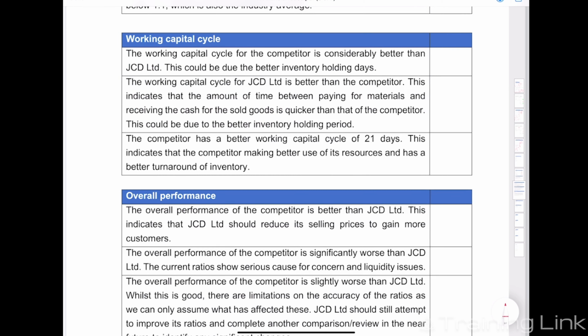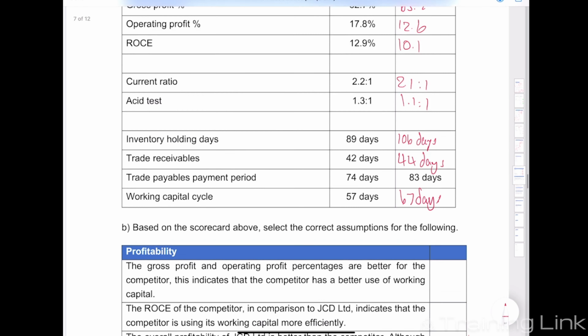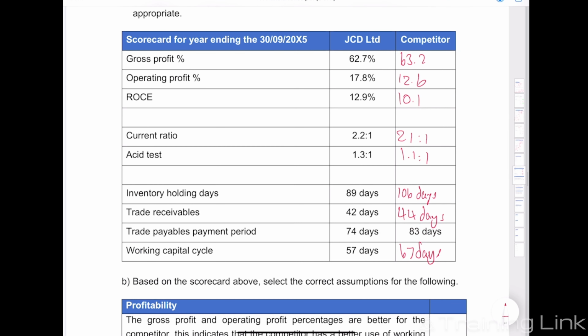So the working capital then. It says the working capital cycle for the competitor is considerably better than JCD Limited. This will be due to the better inventory holding days. So let's scroll up. Well, the working capital is actually worse for the competitor. It's actually 10 days higher than JCD Limited, so it wouldn't be that as an option.